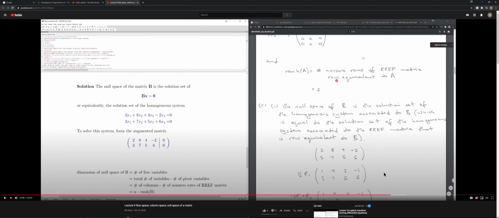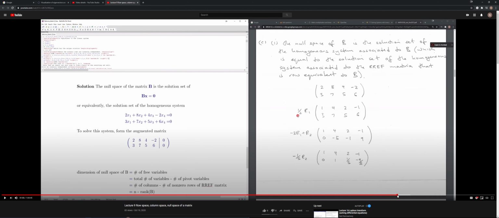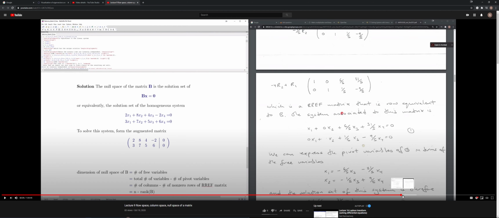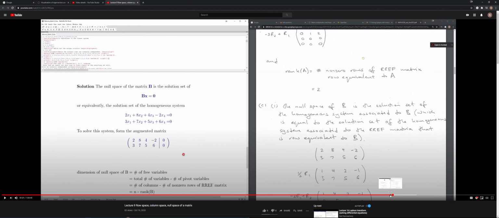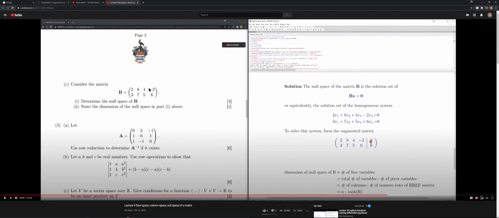Okay, so this is your B over here, and with this B, what you do is apply Gauss-Jordan to your B. When you apply Gauss-Jordan to your B, you will get an RREF over here. And with this RREF, you form your associated system. Then the solution set for this system is going to be the null space of your given matrix. And remember, the given matrix in this case is this over here.